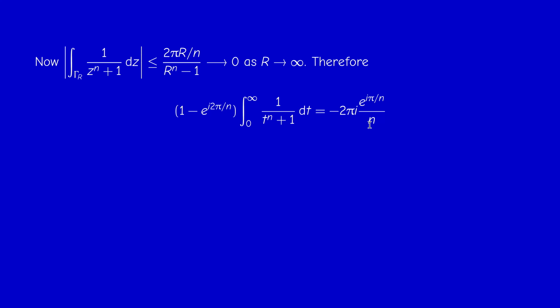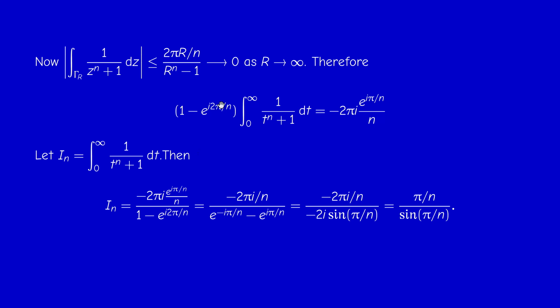And now, just a little algebra. Call this I_n, and just rewrite. Just divide this number by this number and rearrange. We can factor out e^(iπ/n) in the numerator and in the denominator, so then I cancel. I get minus 2πi over n over (e^(-iπ/n) minus e^(iπ/n)). And this would give me minus 2i sine, by Euler's formula. Then I simplify, and I finally get a very simple result: (π/n) over sine(π/n).